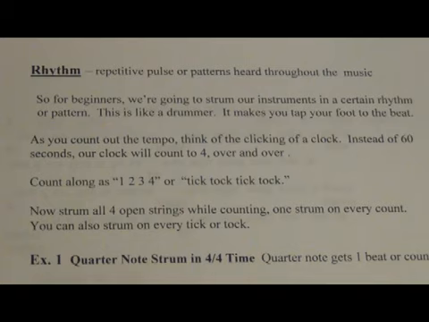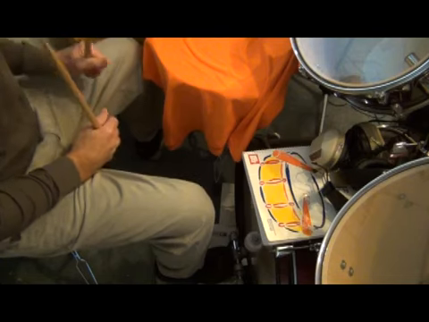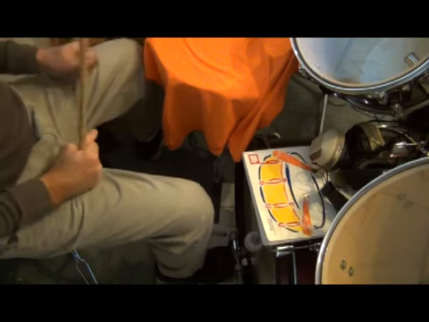Last term we need to talk about is called rhythm, which is a repetitive pulse or pattern heard throughout the music. So for beginners, we're going to strum our instruments in a certain rhythm or pattern. This is like a drummer. Listen to how this simple rhythm on the drum kit makes you feel like tapping your foot to the music.